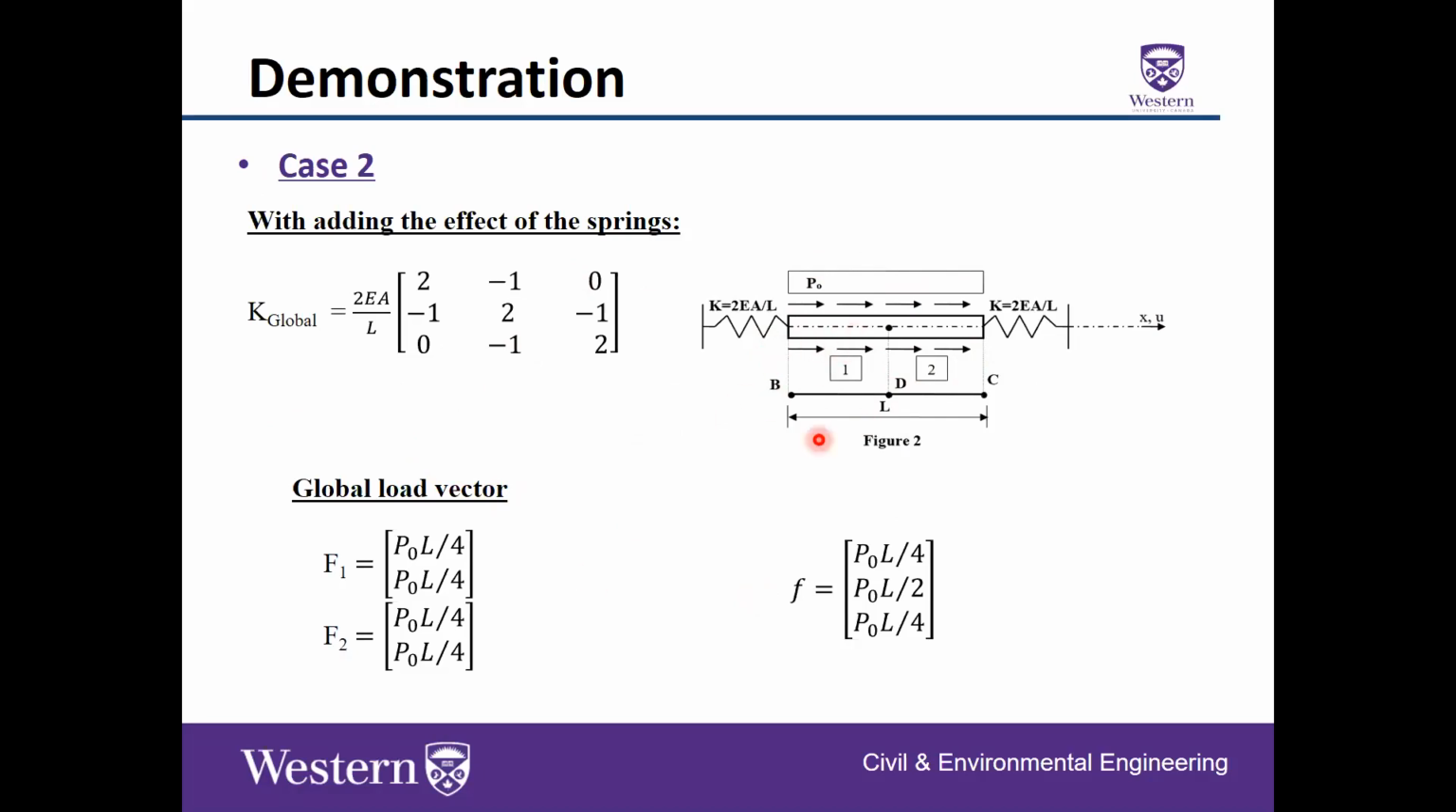So for the local load vector for element 1, you know that it's a uniformly distributed load, and the length is L/2, and we have P node here. So the summation of all the load acting on element 1 is P node multiplied by L/2. Half of P node L/2 will go to the first joint, and the other half will go to the second joint. So each joint will have P node L/4.